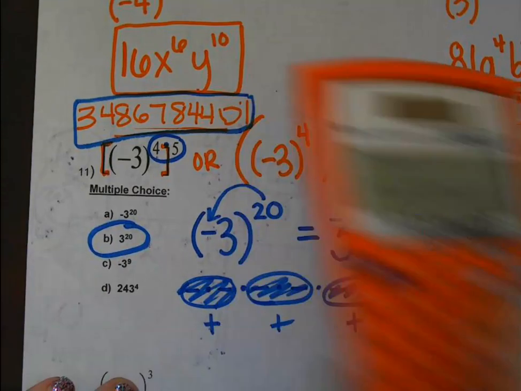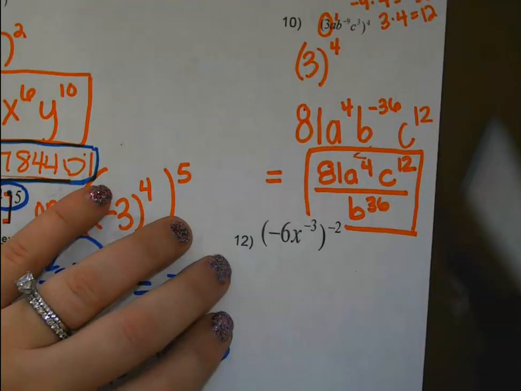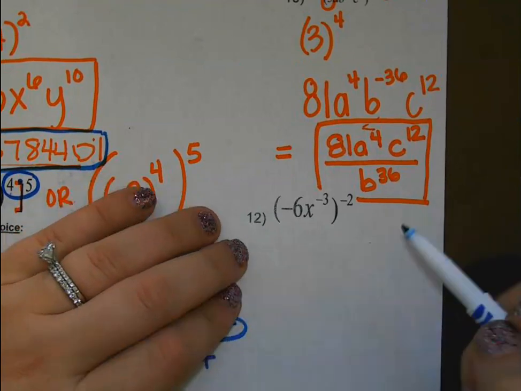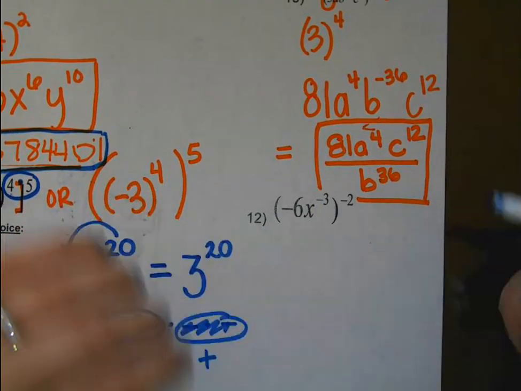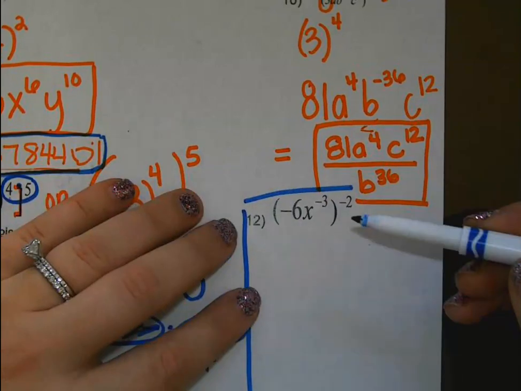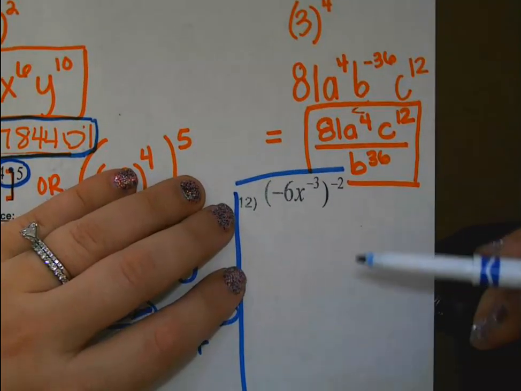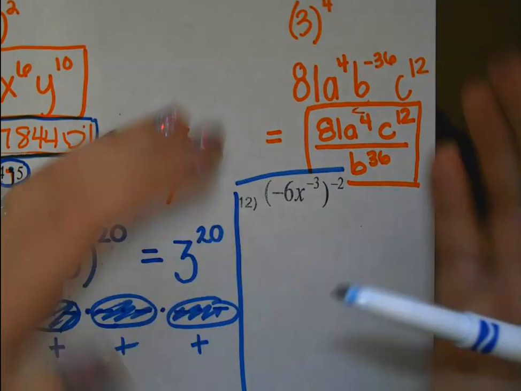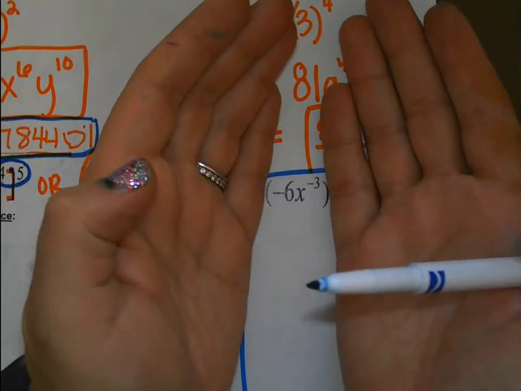Okay. All right, let's take a look at number 12. So number 12, there's a couple of different ways. If you're doing it differently and getting the same answer, there are multiple ways to do some of these. So order of operations tells us start inside the parentheses.